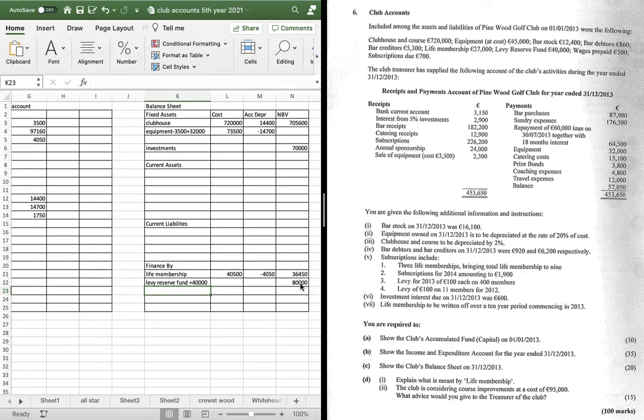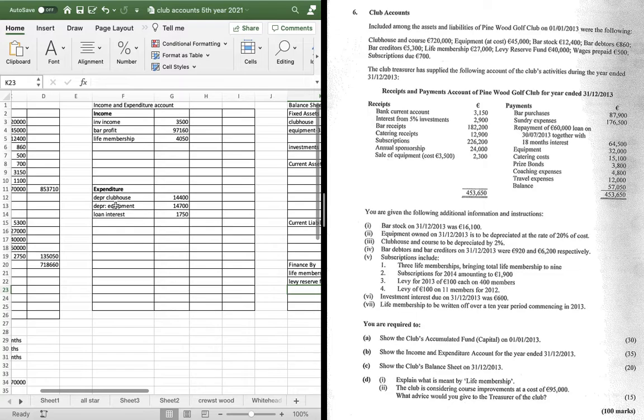Okay, wages prepaid, they get added on to sundry expenses. Prepaid at the start of the year means it's to do with this year. So sundry, and we're going to add on that 500. So where's sundry? 176,500 plus 500 is 177,000.